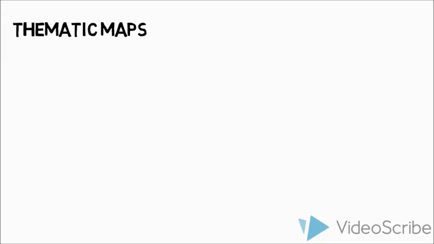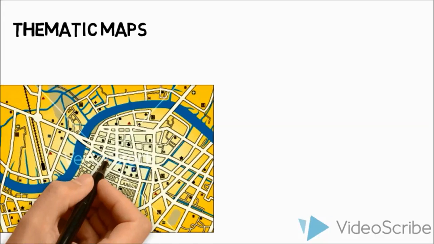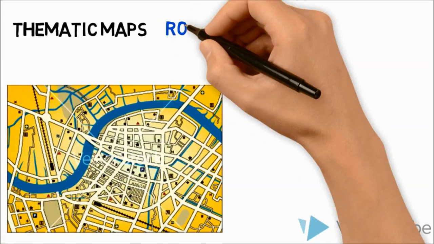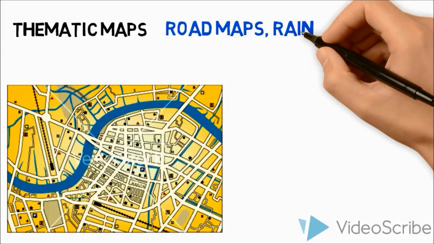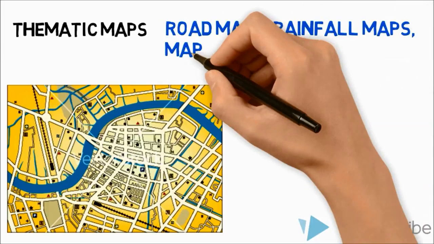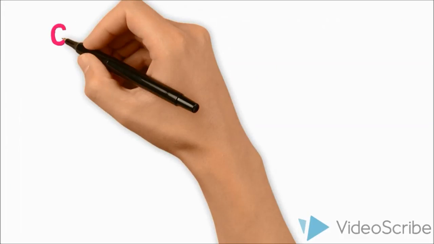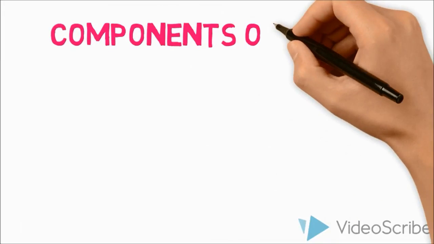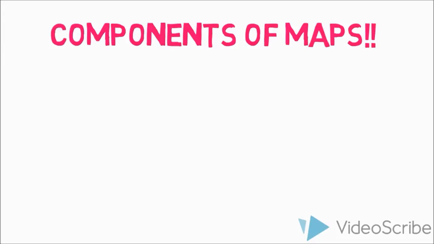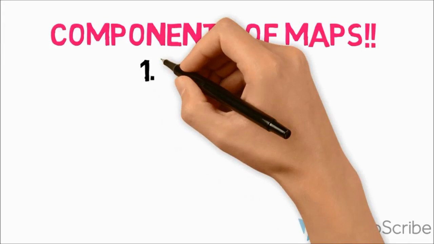3. Thematic maps. Some maps focus on specific information, such as road maps, rainfall maps, maps showing distribution of forests, industries, etc. are known as thematic maps. Components of maps. There are 3 components of maps: distance, direction and symbol.